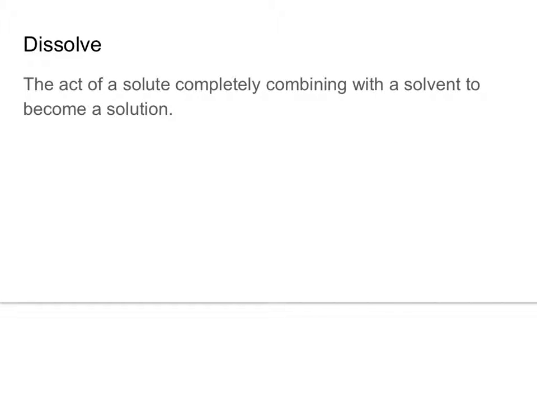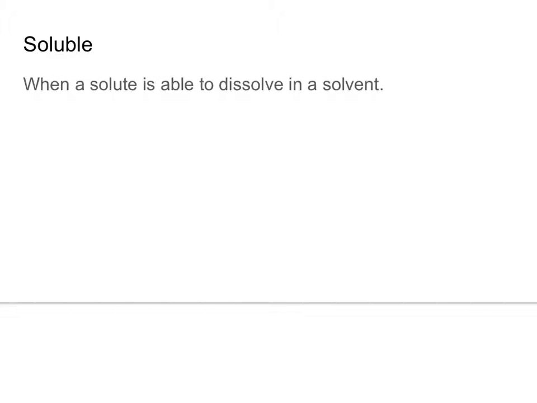Right, now we have dissolve. To dissolve something is the act of a solute completely combining with a solvent to become a solution. Basically, this means that you have one thing, think of the salt, combining with the water, and they become one thing. If something is soluble, that means that a solute is able to dissolve in a solvent. So, for instance, sugar, if it is put in water, will dissolve. That means that sugar is soluble in water.